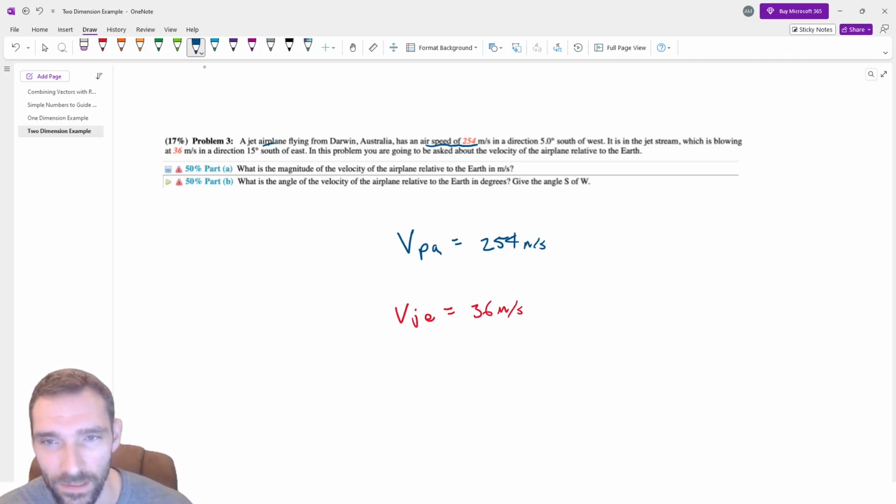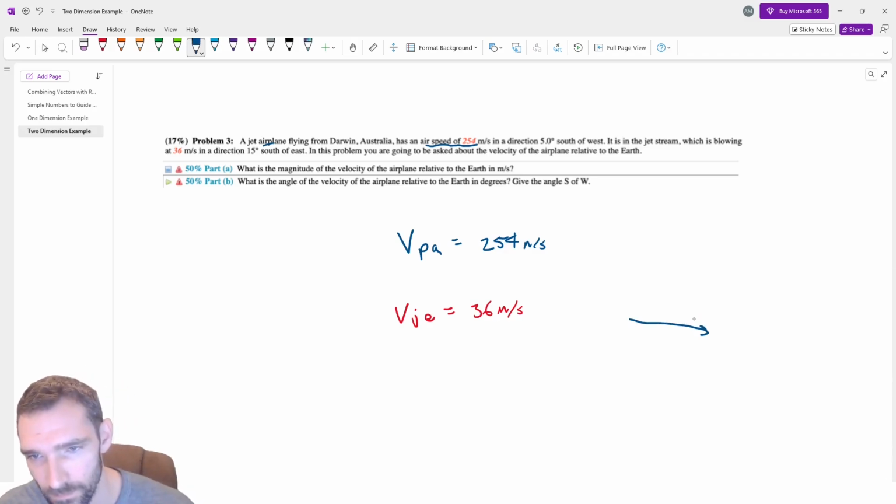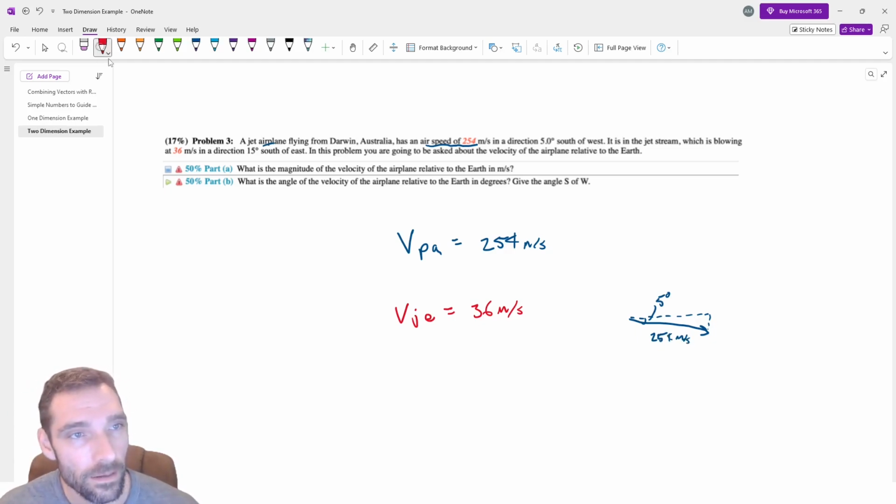So we've got something going 5 degrees south of west. So if this is west, it's just a little bit below that. So it's pretty much going west, but not exactly west. And it's going to have some sort of small angle in here of 5 degrees and a magnitude of 254 meters per second.